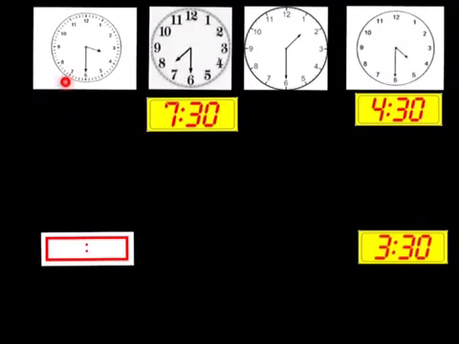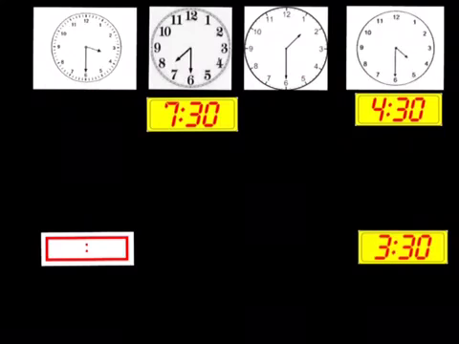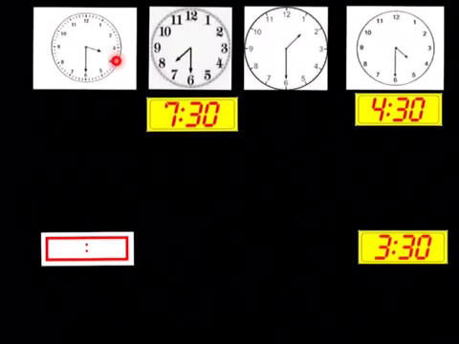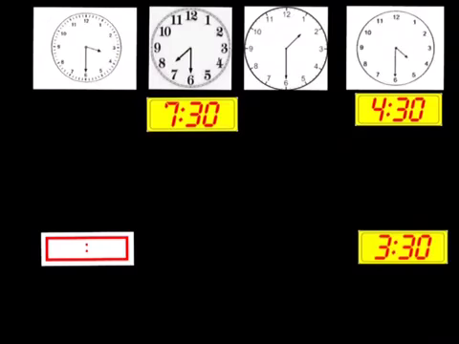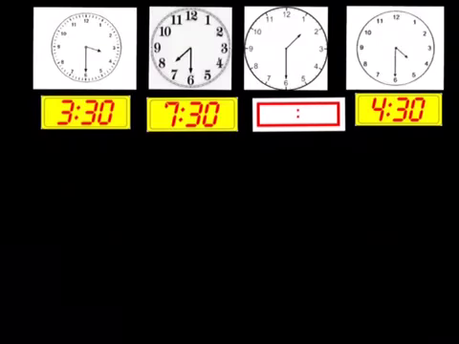Okay, this one here says 3:30. Let's look at our analog clocks up the top here and see if we can see one that says 3:30. Think about where the short hour hand would be pointing. That's right, it's gone past the 3. So it's this one here, because you can see that short hour hand is past the 3. So this blank one belongs under this clock.